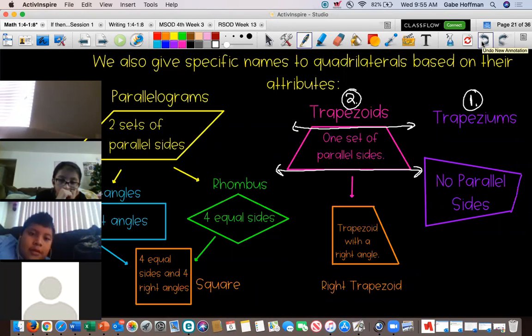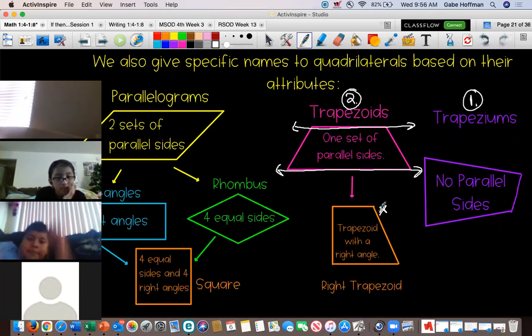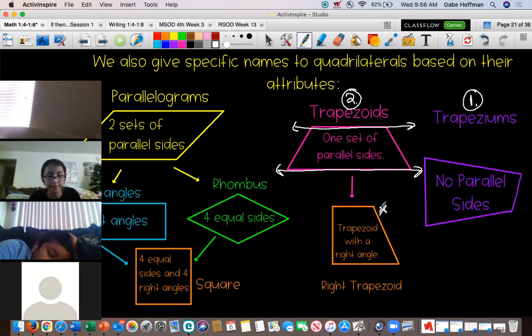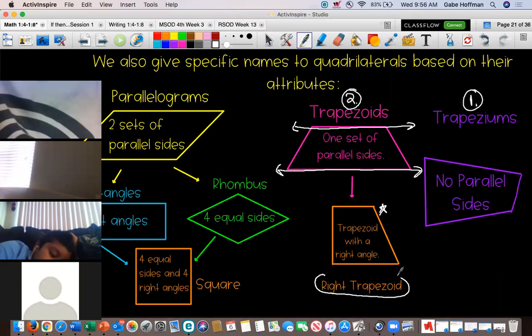There's also a special type of trapezoid at the bottom in orange. Cynthia, could you read about that? I'm putting a little star there right now. Trapezoid with a right angle. Yeah. A right trapezoid is a special kind of trapezoid that has a right angle.